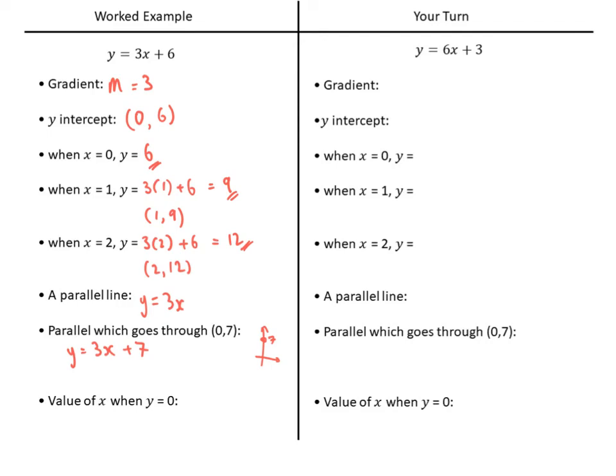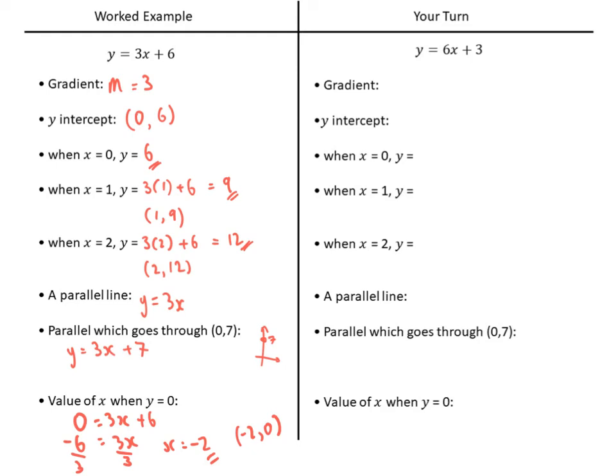The value of x when y equals 0, so this is using our original equation. If I swap y for 0, I'll have 0 equals 3x plus 6. I can subtract 6 from each side. I can divide each side by 3. Gives me x equals negative 2. So that's the value of x, but remember we could interpret that as a coordinate.